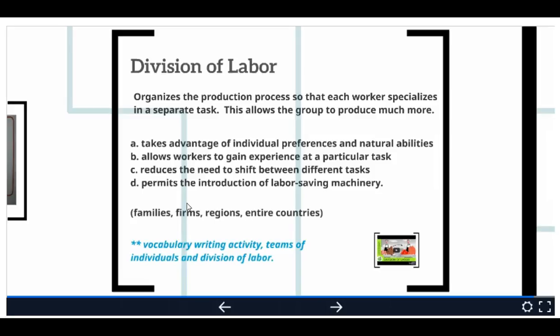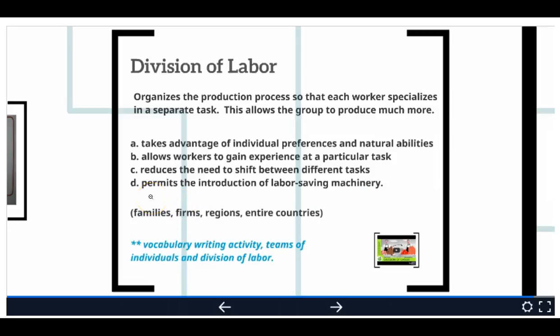Well, it's because McDonald's takes advantage of the gains resulting from the division of labor. Division of labor organizes the production process so that each worker specializes in a separate task. If you read these items right here, the division of labor takes advantage of individual preferences and natural abilities. It allows workers to gain experience at a particular task and get better at it, more efficient, more accurate. It reduces the need to shift between different tasks. If you're on the same task all the time, you're going to do very well at it. If you have to switch between different tasks consistently, your focus is going to break, you're going to forget the easiest way to do things, etc. And it also permits the introduction of labor-saving machinery.